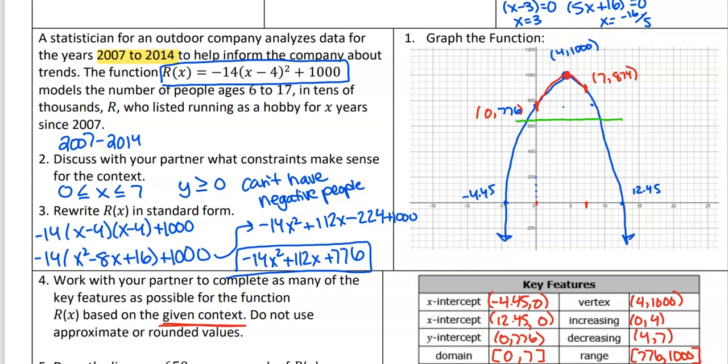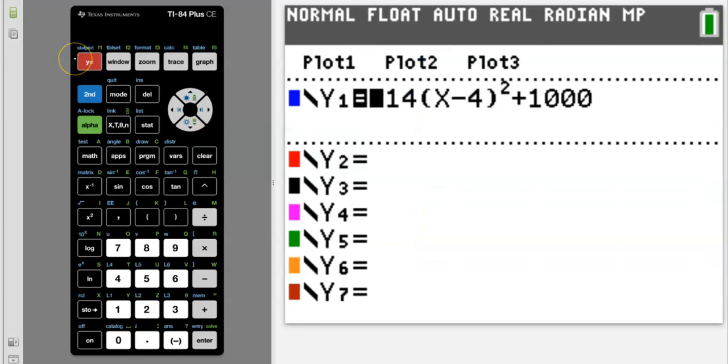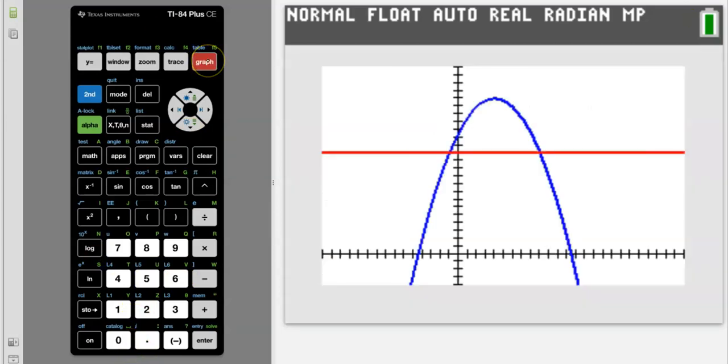650. We can also draw it on our calculators. Bring those back up. Go back to y equals. You want to keep the parabola there. Go down to your next y and just put in the number 650. And then push graph. And it'll draw the line across for you.